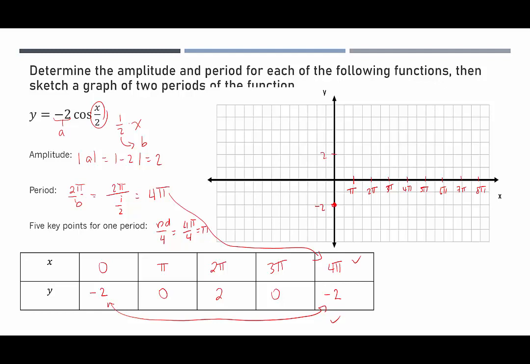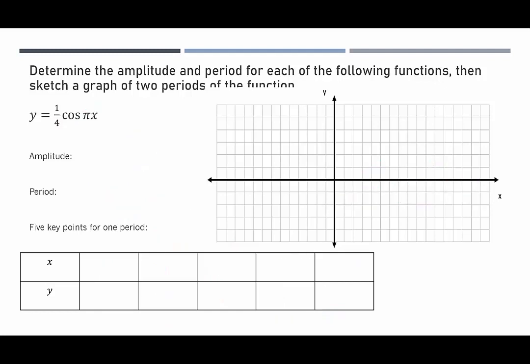And we'll put 2 up there. So -2, pi is 0, 2 pi is 2, 3 pi goes back to 0, and 4 pi goes back to the bottom at -2. Doing a second period, we would go back up to 0, up to 2, down to 0, down to -2. We connect these with a nice smooth curve. So this would be 2 periods of the graph of y equals -2 times cosine of x over 2.